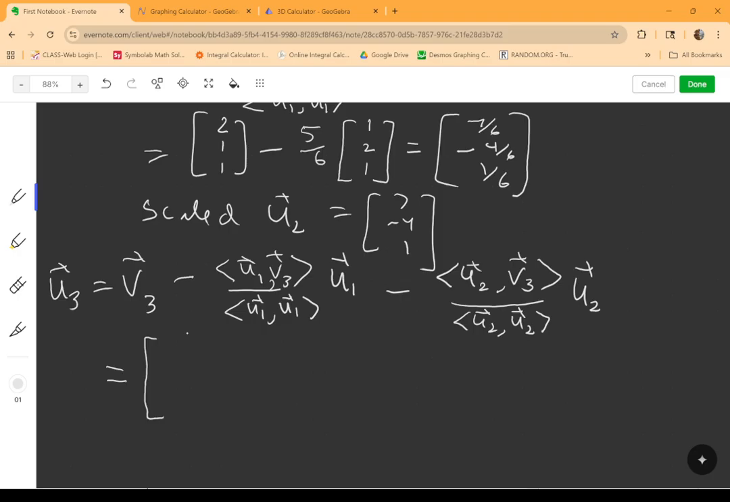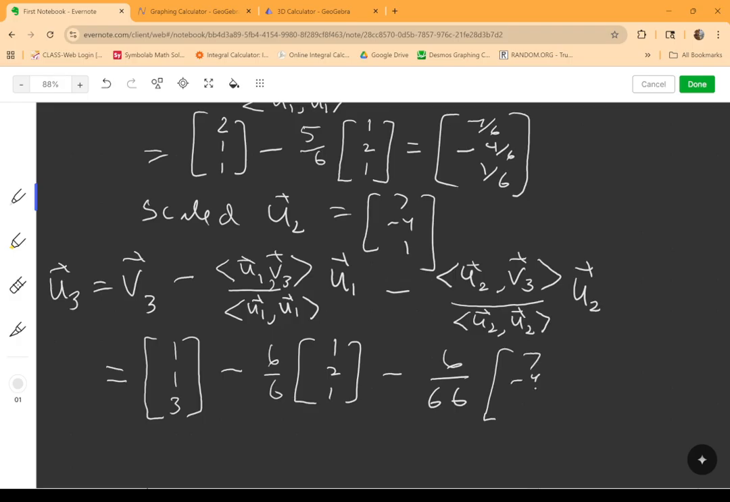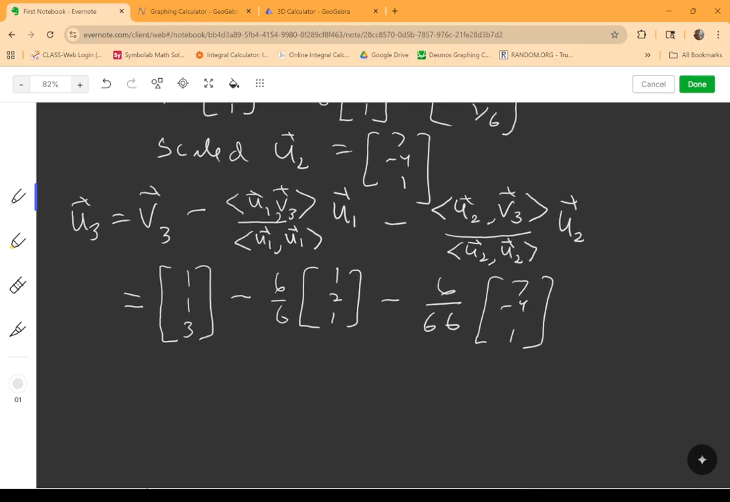So this one is 1, 1, 3. Now the numerator is 6, and this is 1, 2, 1. And then here, the numerator is 6 and the denominator is 66, and then the vector here is 7, negative 4, 1. And you can see why it's advantageous to scale here, because if I had a fraction and another fraction, we could see how those start to get kind of out of hand.